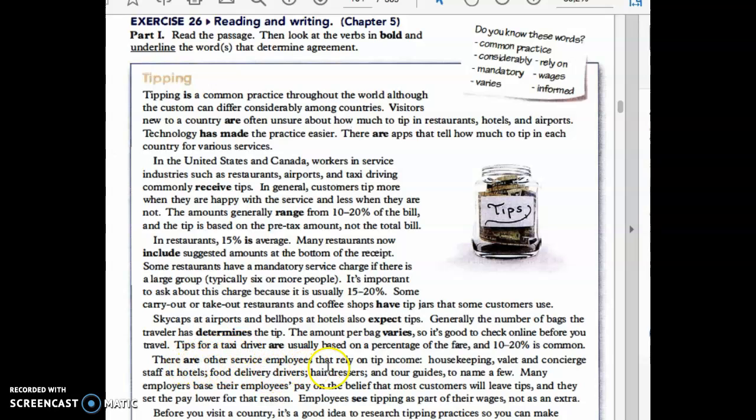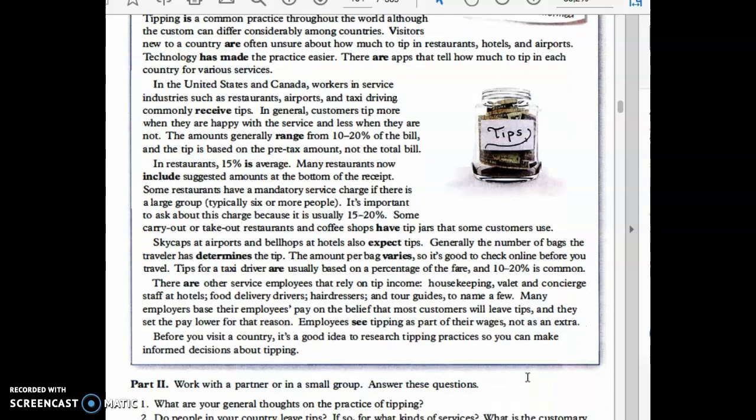There are service employees that rely on tip income: housekeeping, valet, and concierge staff at hotels, food delivery drivers, of course, you're going to do that, hairdressers, I don't go to the hair salon, and tour guides, to name a few. Many employers base their employees' pay on the belief that most customers will leave tips, and they set the pay lower for that reason. Employees see tipping as part of their wages, not as an extra. Before you visit a country, it's a good idea to research tipping practices so you can make informed decisions about tipping.